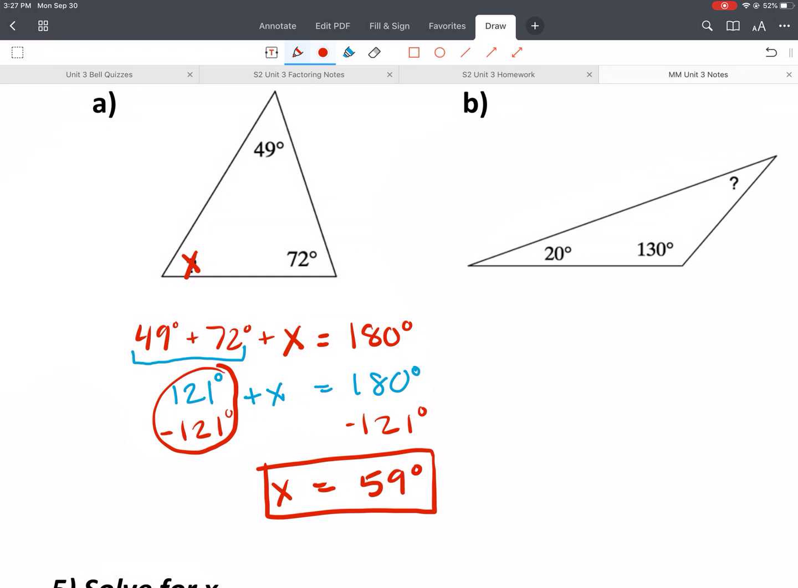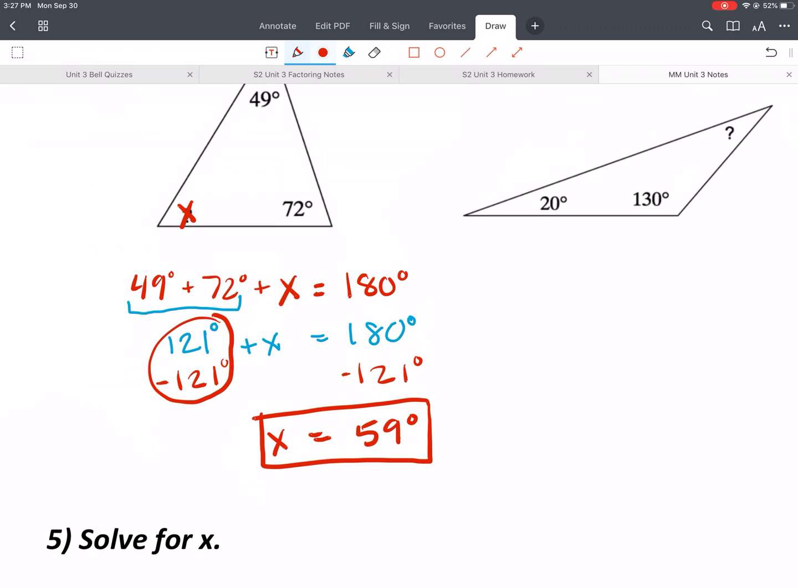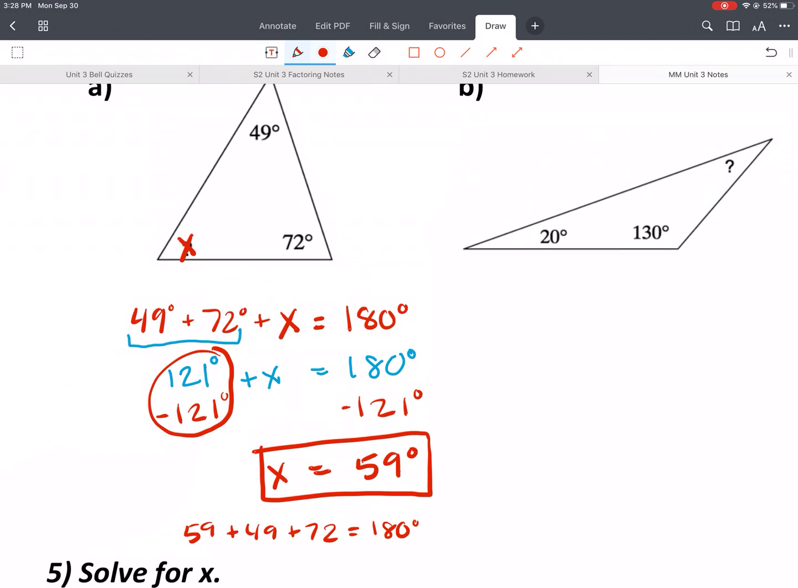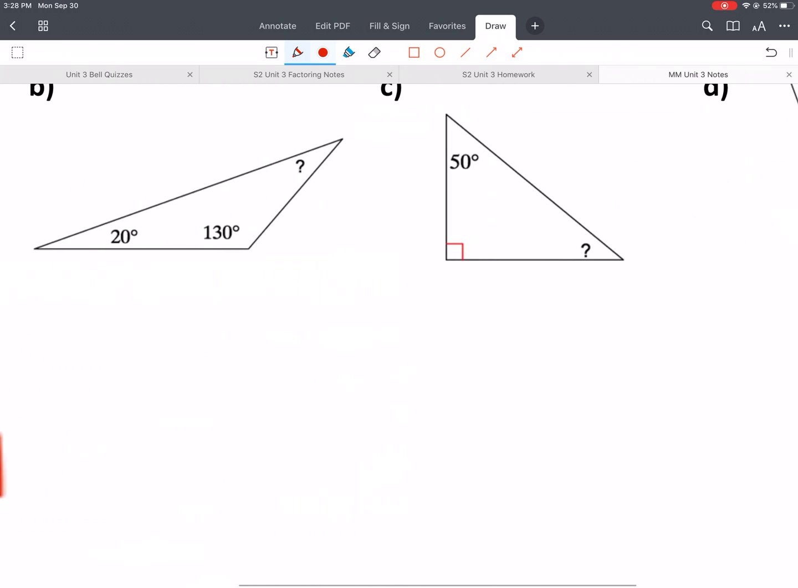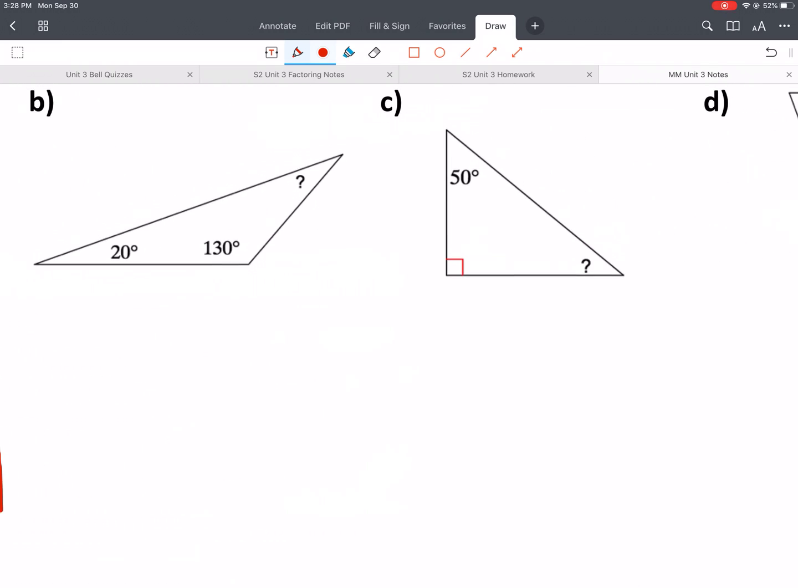Okay? If you want to double check, you can always check by adding all of the angles. You could do 59 plus 49 plus 72, and that will end up giving us 180. So that can check your problem, make sure you've got it right. This is probably the most basic solving problem that we have for triangles. We'll have some where it's a little more involved, but not too much more. Okay, so here's another example.